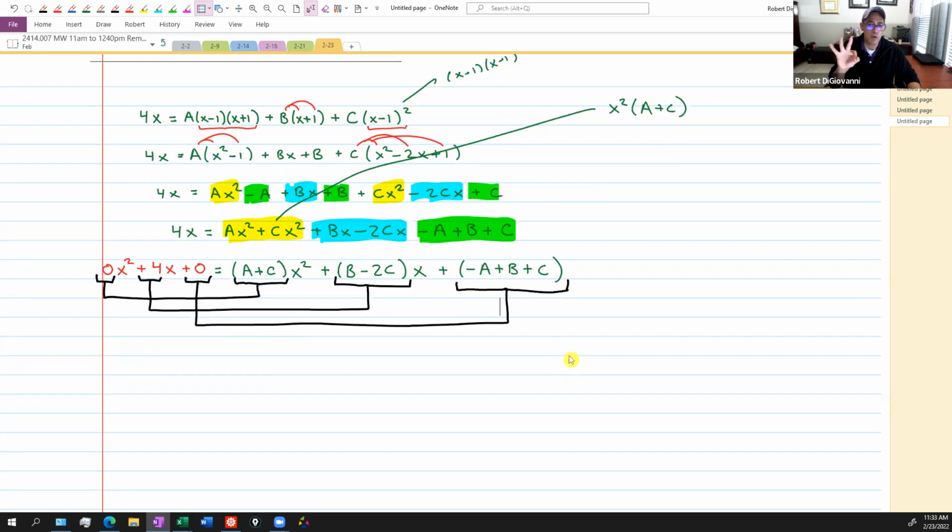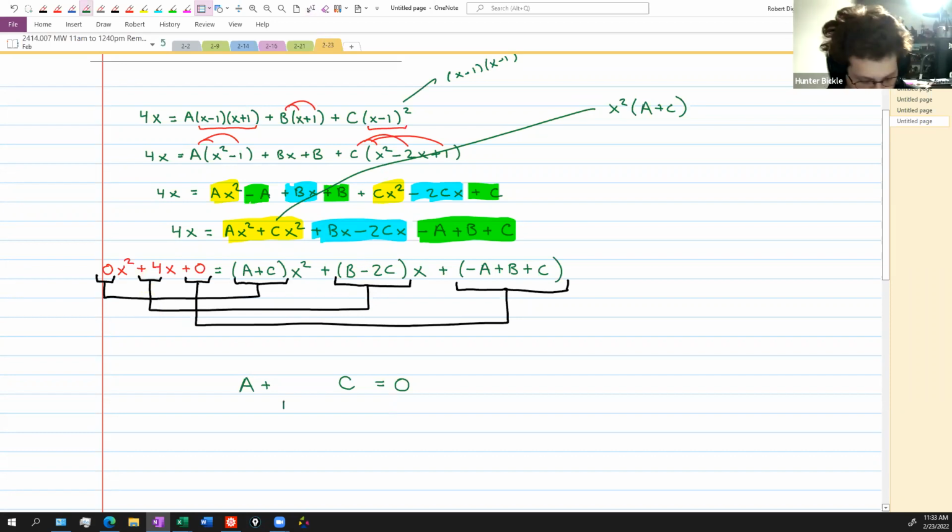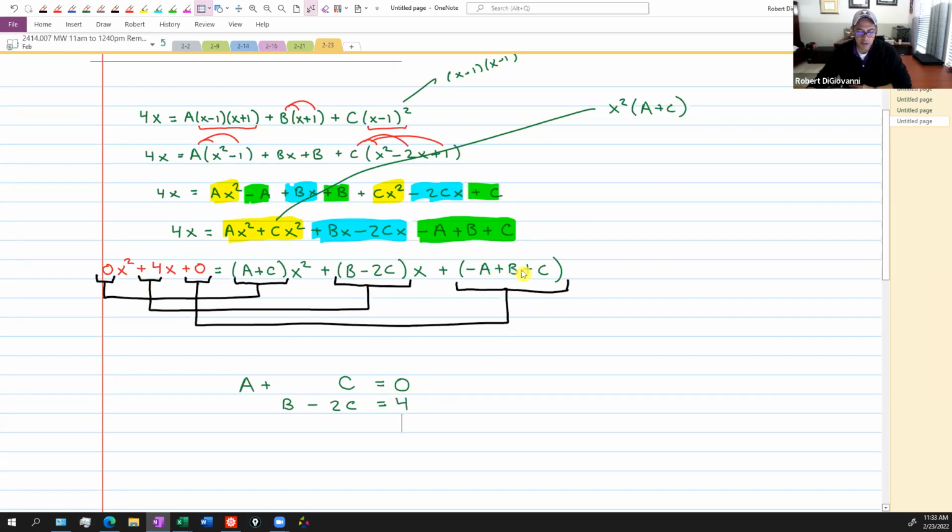That allows me to write 3 equations and 3 unknowns. So let me write the first one. I know that a plus c has to be 0. That's the first equation I know. The second equation is b minus 2c has to be what? 4. So b minus 2c has to be 4. And finally, I know that negative a plus b plus c has to be 0. And now I have a system of 3 equations and 3 unknowns. In college algebra, we learn ways to solve that. Y'all with me?